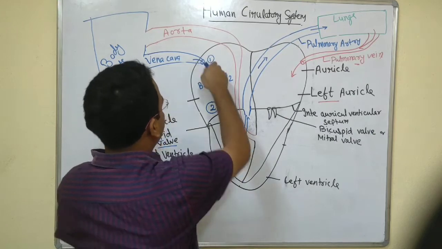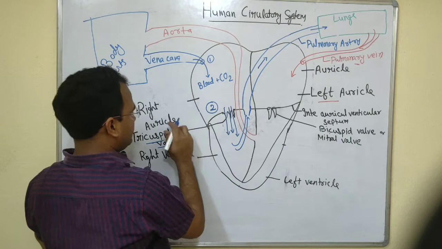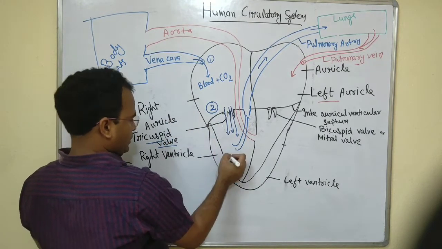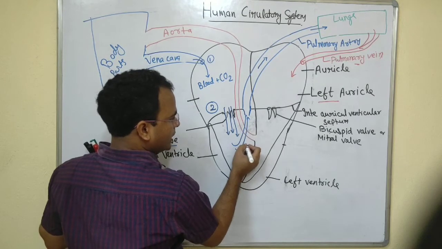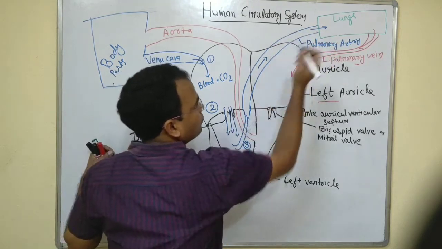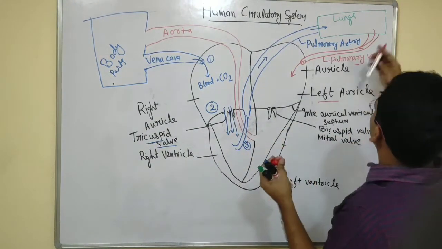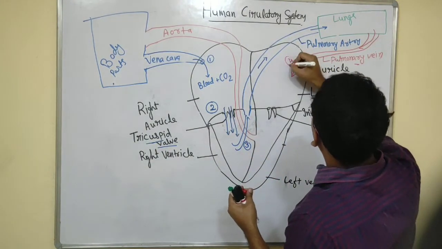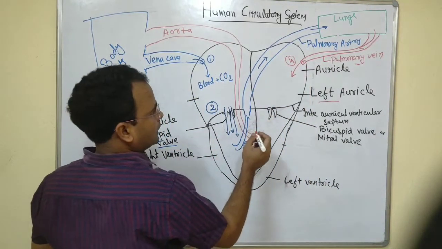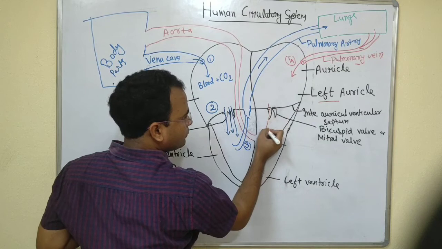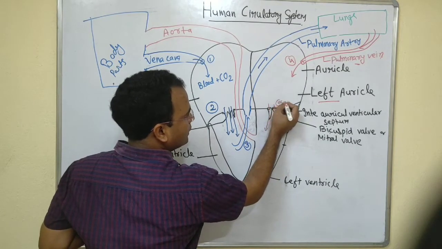This was the first event, the blood came to the right auricle. This is the second event, from right auricle to right ventricle. Third event is what? From right ventricle to the lungs via the pulmonary artery. The fourth event is from the pulmonary vein to the left auricle. Now, from the left auricle to the left ventricle it will go. This is the fifth event.